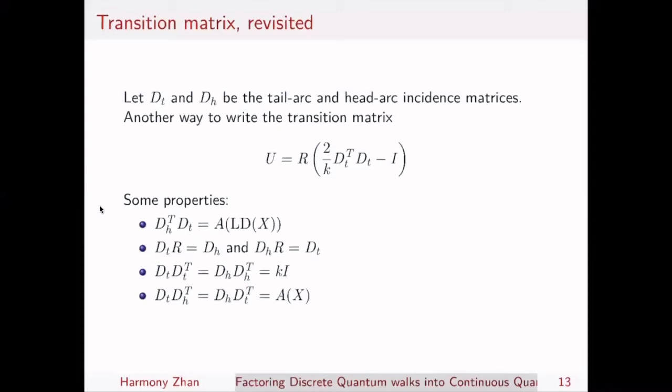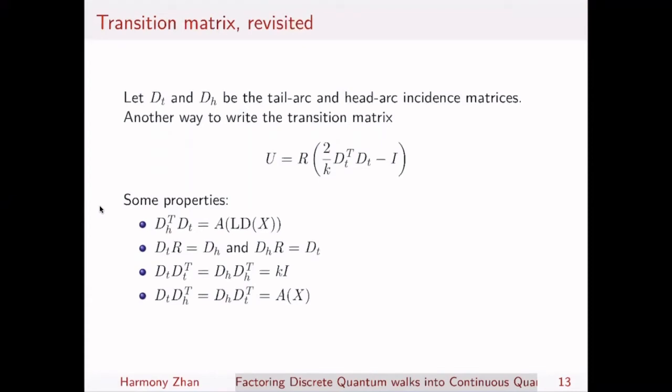So here I'm going to present another definition of U. I'm going to write U as a product of two reflections, showing that U lives in a nice algebra. So we can diagonalize U based on the invariant subspace of these two operators. Okay, so to that end, I need to introduce two incidence matrices called the tail arc incidence matrix and the head arc incidence matrix.